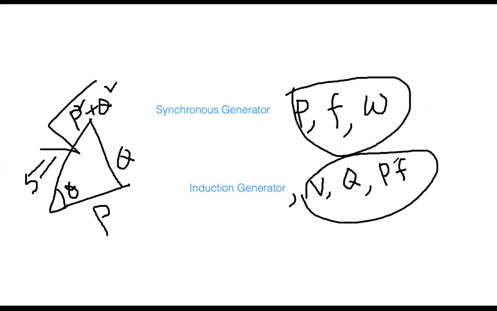I mean, all 6 are interrelated, but these 3 are specific for this generator. Therefore, in a system, if you have both generators, you have to properly maintain all these 6 parameters to maintain proper stability.